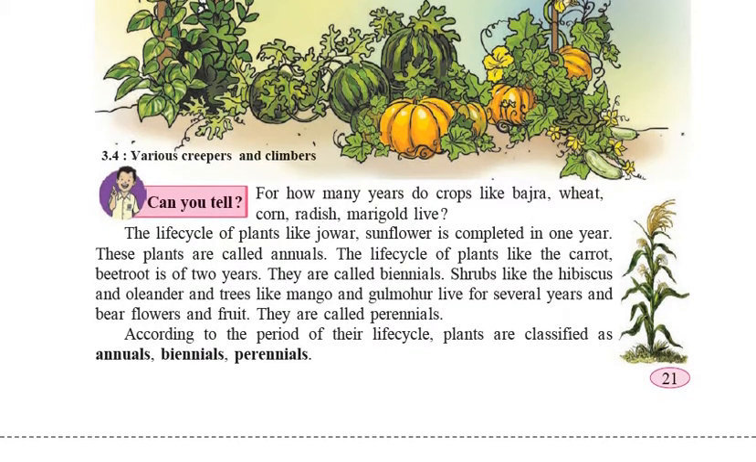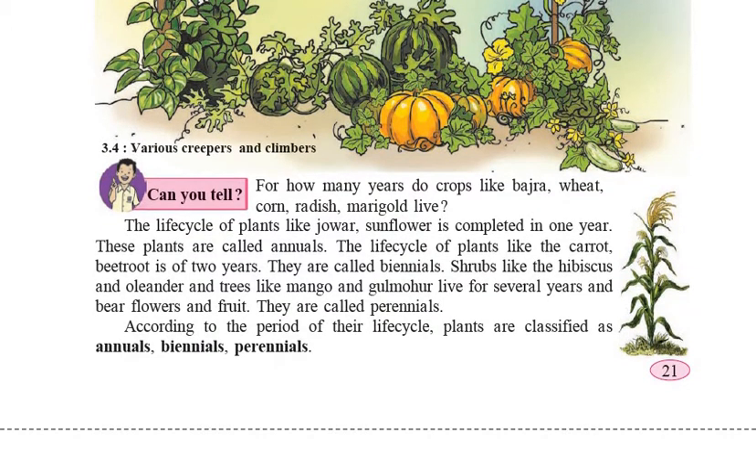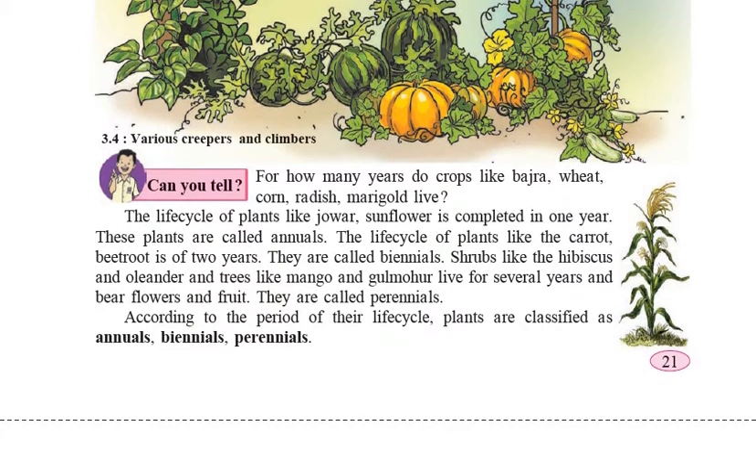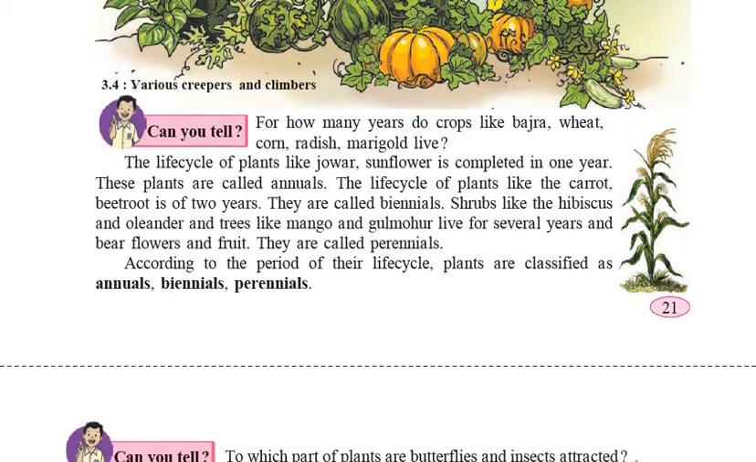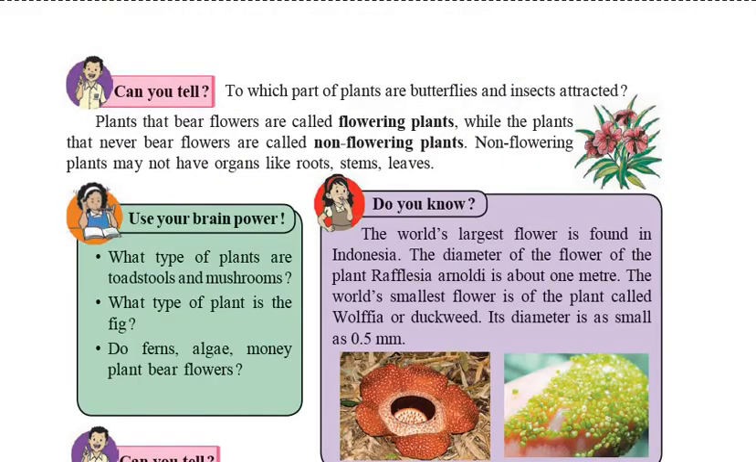They are called biennials. Shrubs like the hibiscus and oleander and trees like mango and gulmohar live for several years and bear flowers and fruit. They are called perennials. According to the period of their life cycle, plants are classified as annuals, biennials, and perennials. Can you tell to which part of plants are butterflies and insects attracted?